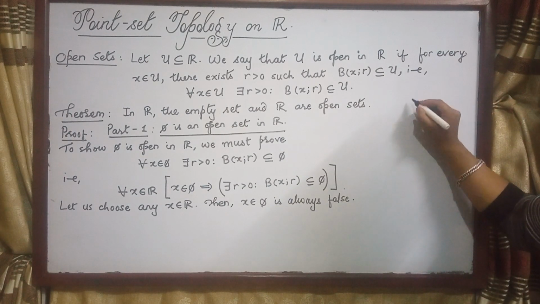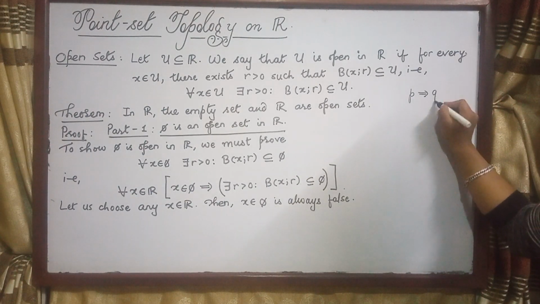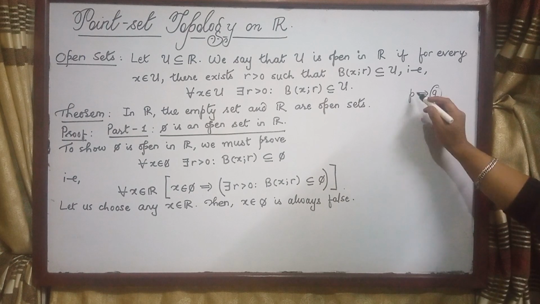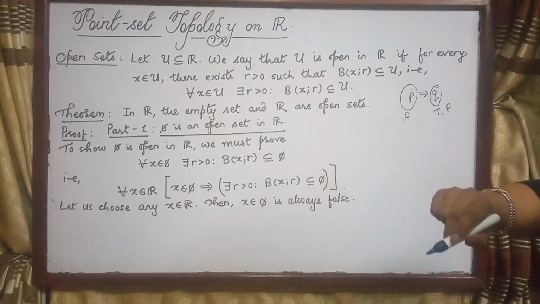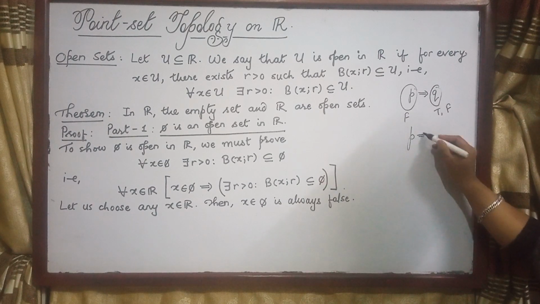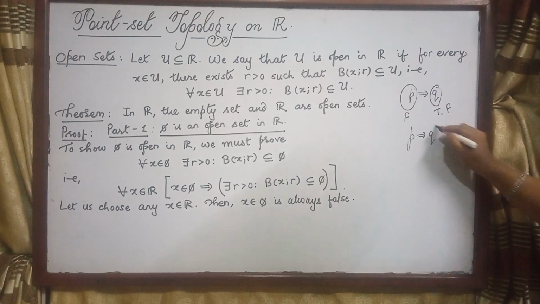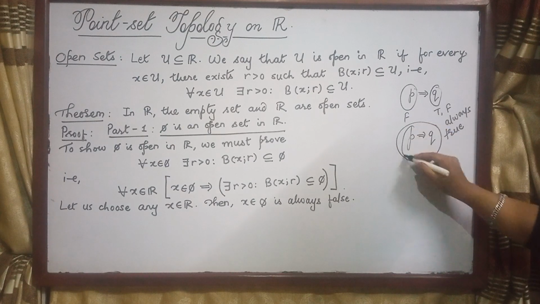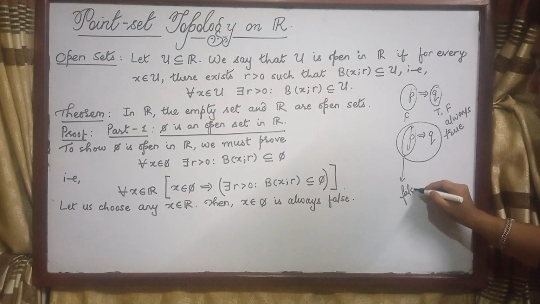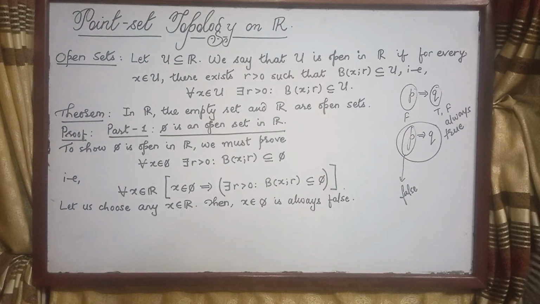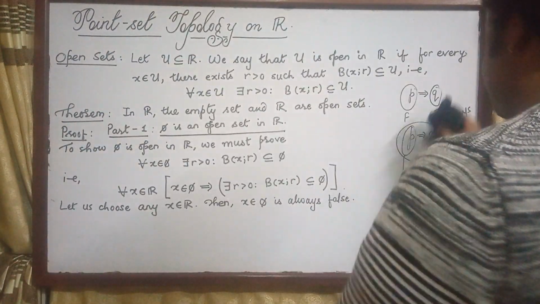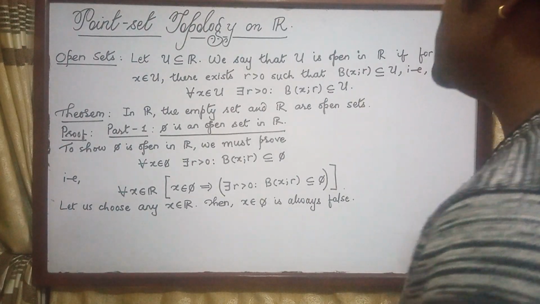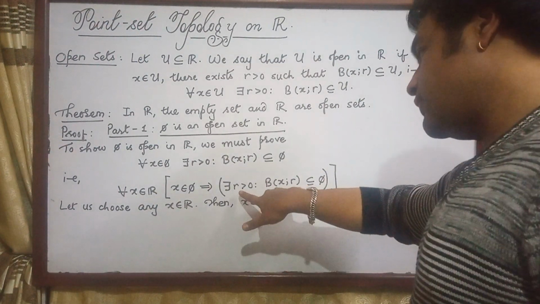So basically, what we have is, if we have P implies Q, it doesn't matter if this is true or false. If this statement is false, then P implies Q is always true. This will always be true if we know that P is false. That is what we know as vacuous implication. So we're going to use vacuous implication. Now let's see. Statement P refers to the statement x belongs to phi. And statement Q refers to this statement.